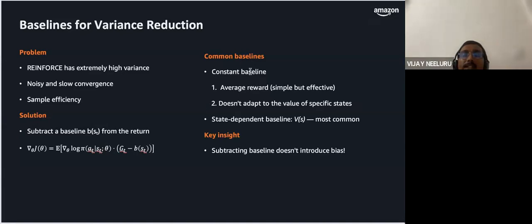One of the baselines is the constant baseline, which is the average reward. The average reward is simple and effective, but the main challenge is that it doesn't adapt to the value of specific states. The second baseline is the state-dependent baseline, which is one of the most common approaches. One of the key insights is that subtracting a baseline doesn't introduce any bias. It was mathematically proved that the expected value of the baseline term evaluates to exactly 0.